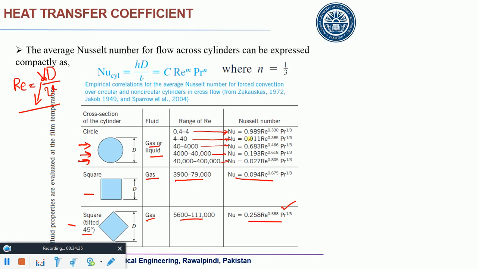Okay, and in all the relationships you can see that the coefficients and those exponents are changed. Generally the Prandtl number remains the same, but those exponents are changed. And those exponents are just dependent on what? The slope of that curve which you try to fit on that data. Okay.